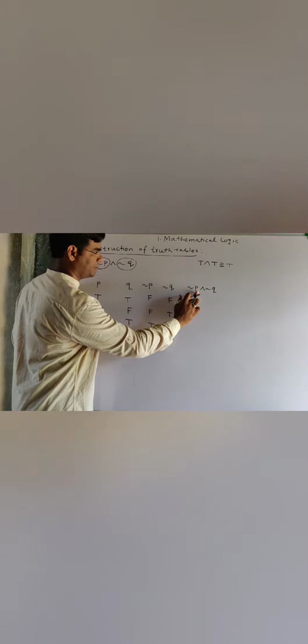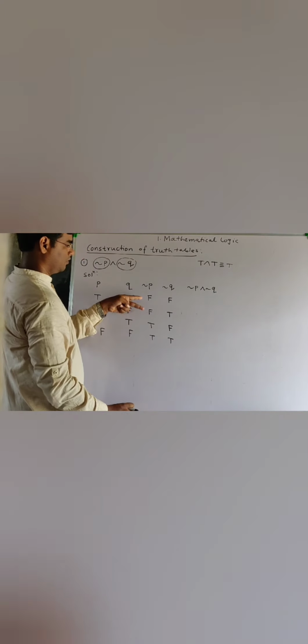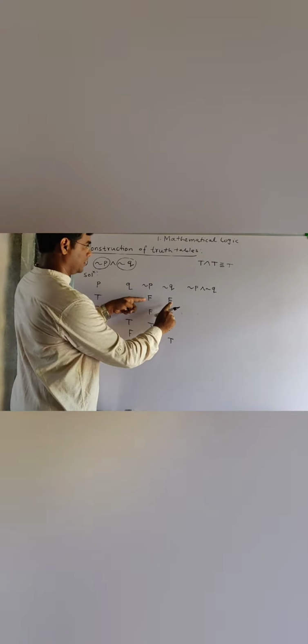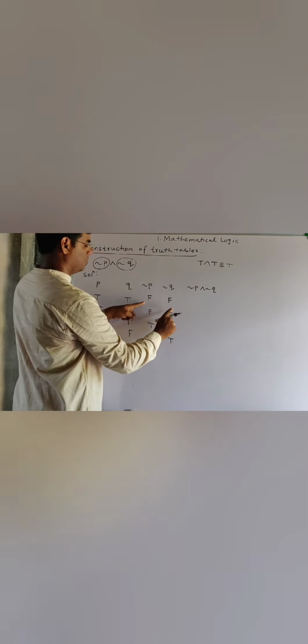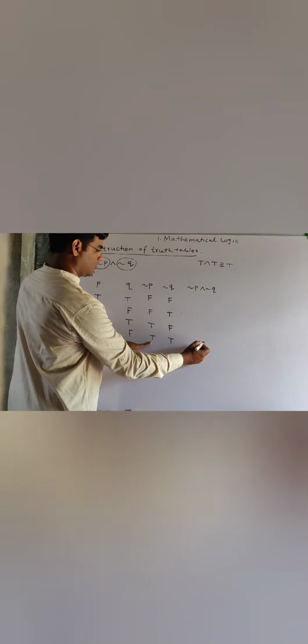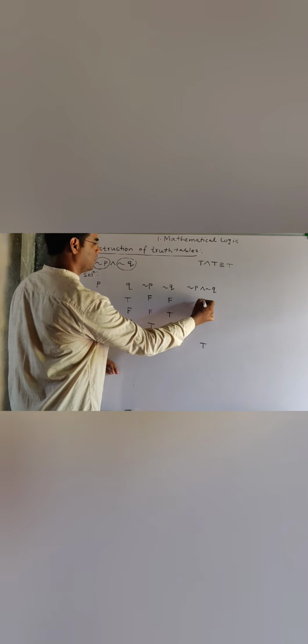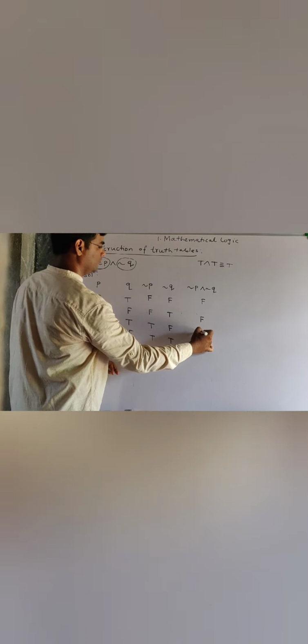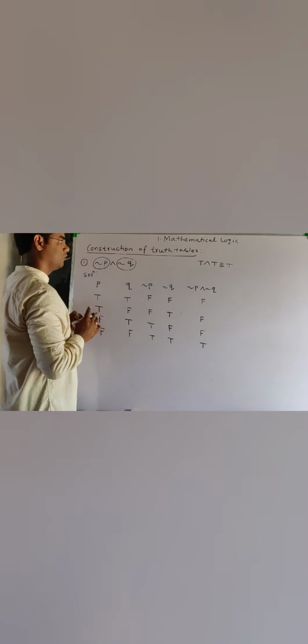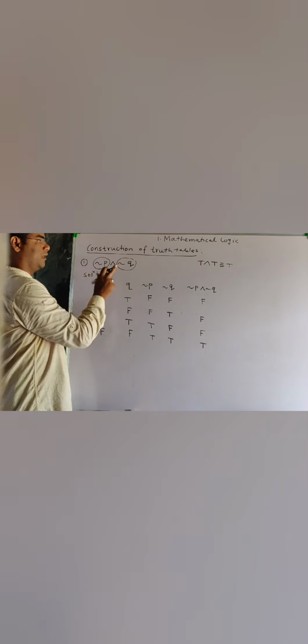See the entries of negation P and negation Q. Check if both the entries are true. In the last entries both the entries are true. So for and the rule is true and true is true, otherwise the remaining entries are false. So this is the truth table for negation P and negation Q.